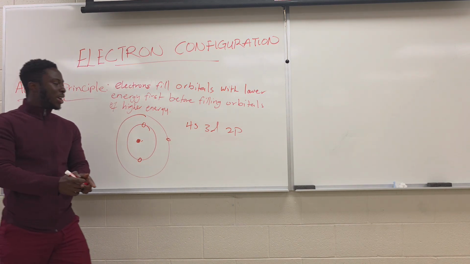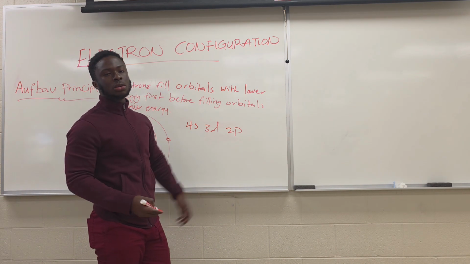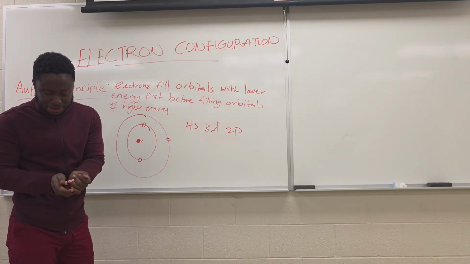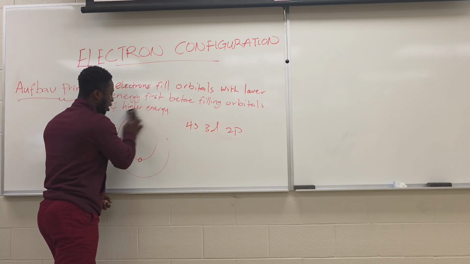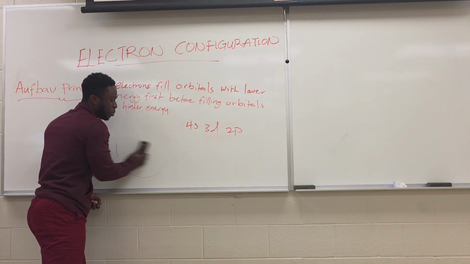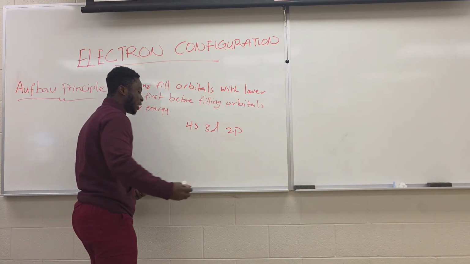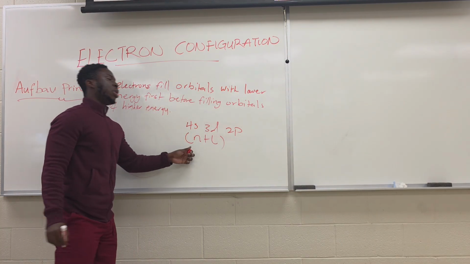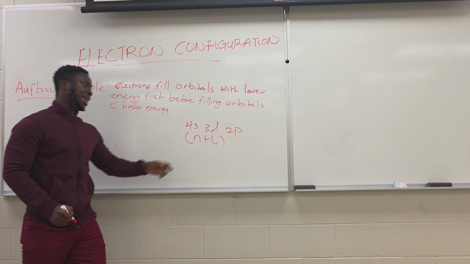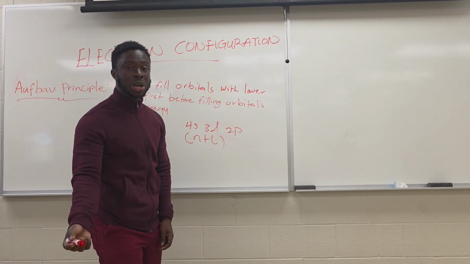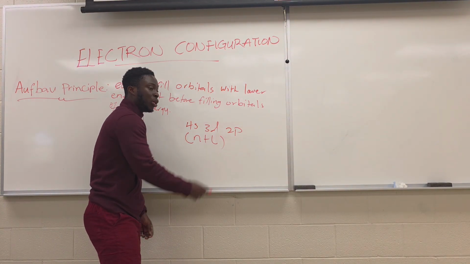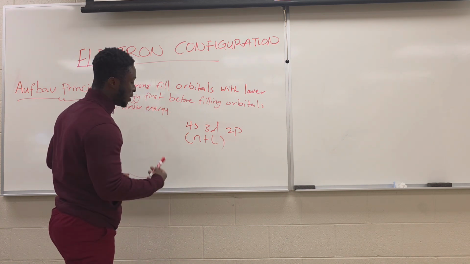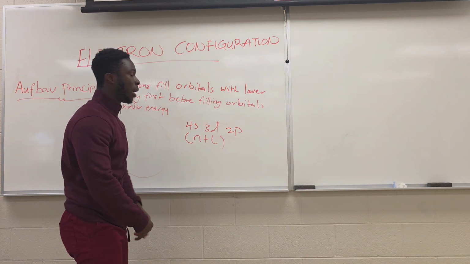Now on the MCAT, what is the fastest way to figure out which one of these has the highest energy? There's a simple mathematical approach you could keep in mind, and that is basically n plus l. When we were doing the quantum numbers, we said n represents the principal quantum number, and l represents the azimuthal, or angular momentum, quantum number, right?